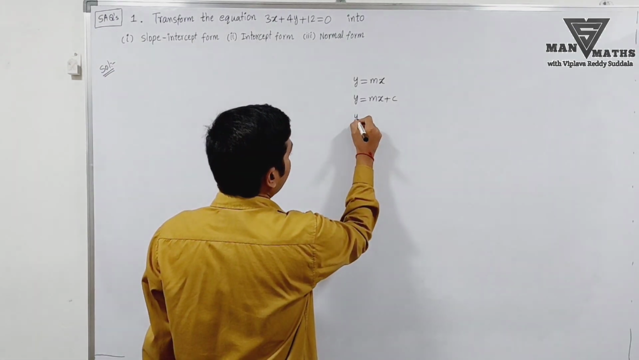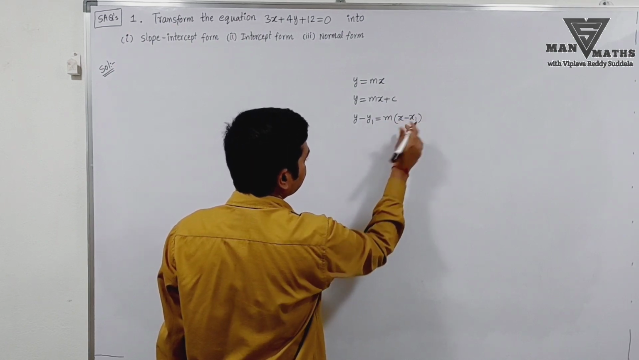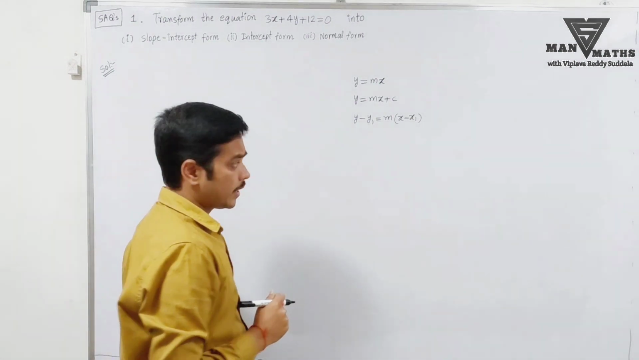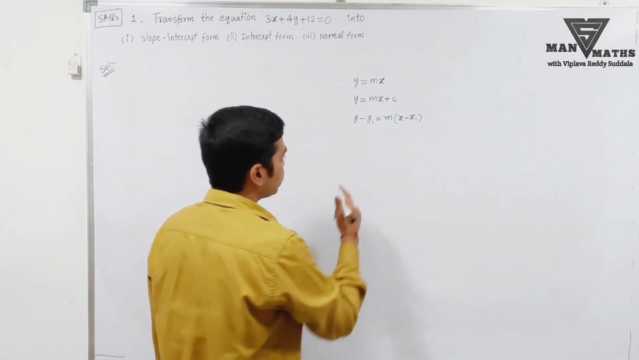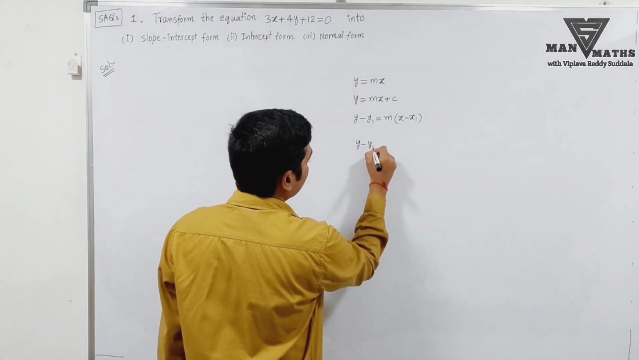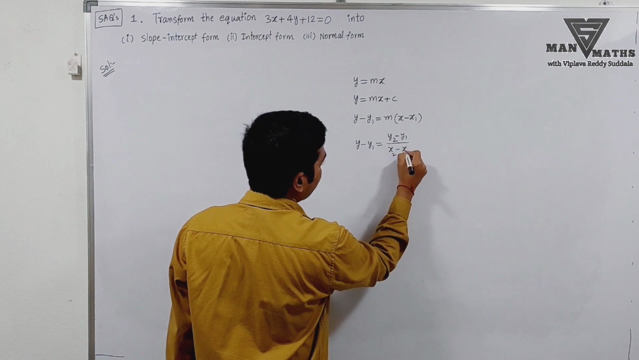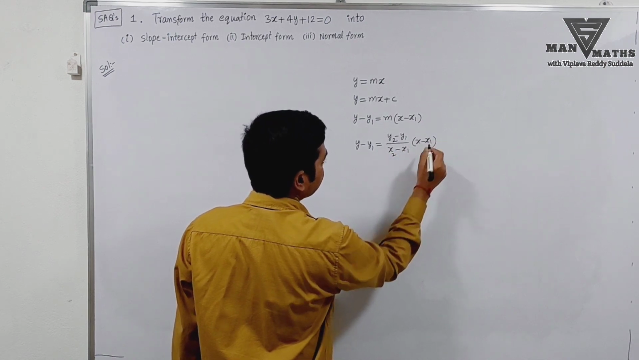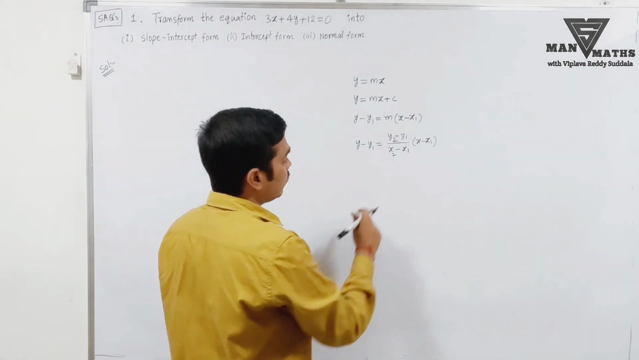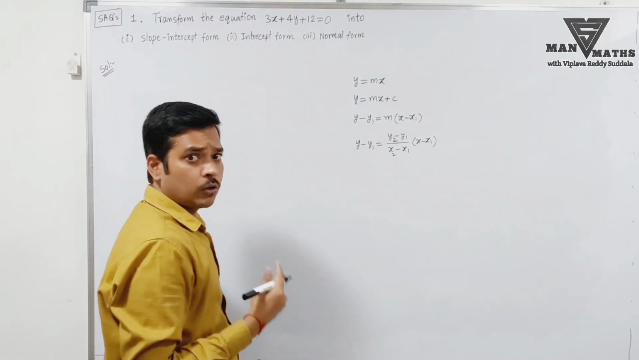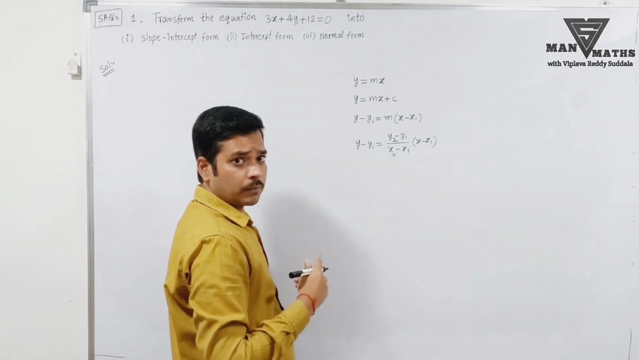Okay, y minus y1 is equal to m of x minus x1. This is slope point form of a straight line. m is for slope, x1 y1 is the point. Y minus y1 is equal to y2 minus y1 by x2 minus x1 of x minus x1. This is 2-point form of a straight line. x1 y1 is the first point, x2 y2 is the second point. If you know 2 points on a straight line, by using 2 points we can find out the equation of the line passing through those 2 points.